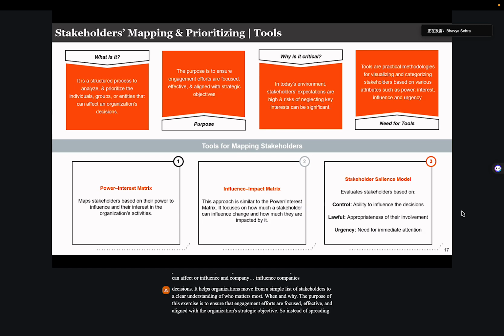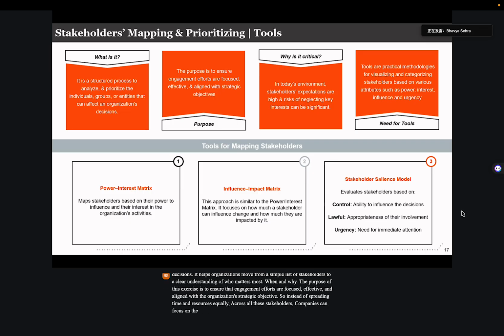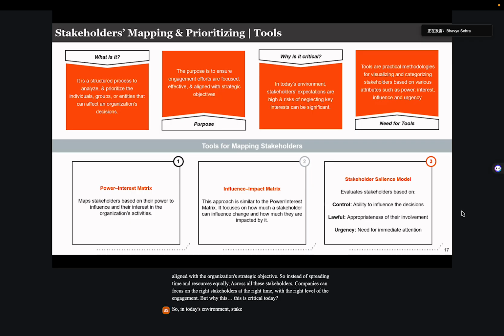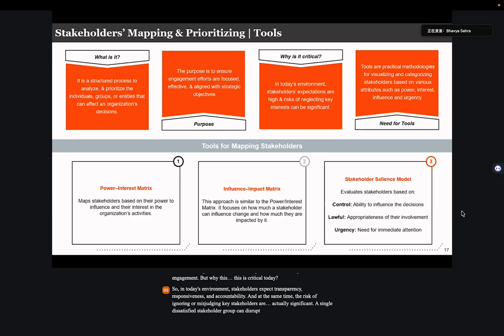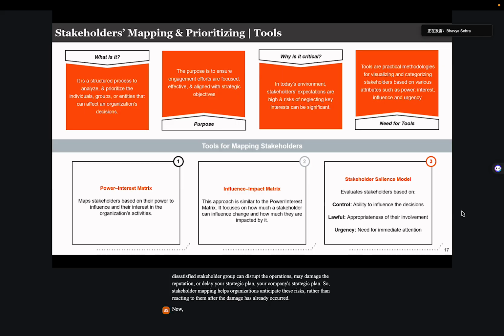So instead of spreading time and resources equally across all the stakeholders, companies can focus on the right stakeholders at the right time with the right level of engagement. But why is this critical today? In today's environment, stakeholders expect transparency, responsiveness, and accountability. At the same time, the risks of ignoring or misjudging key stakeholders are significant. A single dissatisfied stakeholder group can disrupt operations, damage reputation, or delay your company's strategic plan. So, stakeholder mapping helps organizations anticipate these risks rather than reacting to them after the damage has already occurred. Now, this brings us to the need for the tools.